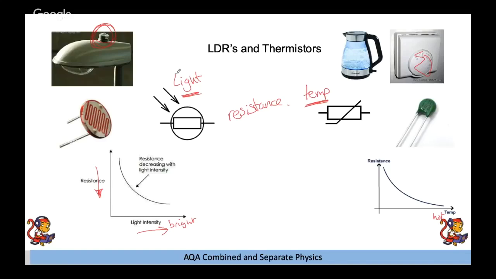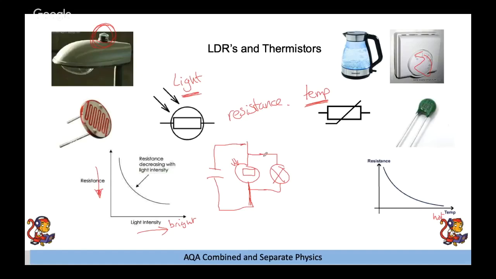Now, should you be asked to explain how to place an LDR into a circuit, if you want an LDR to decide when a light comes on, well, you need to place the LDR in parallel to the bulb. So here it is. Okay, I'm back to my cell. Excuse the slightly childish drawing there.